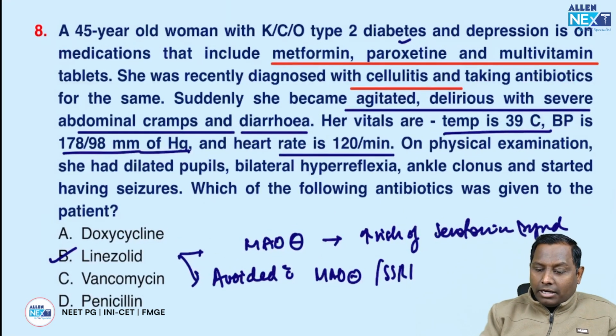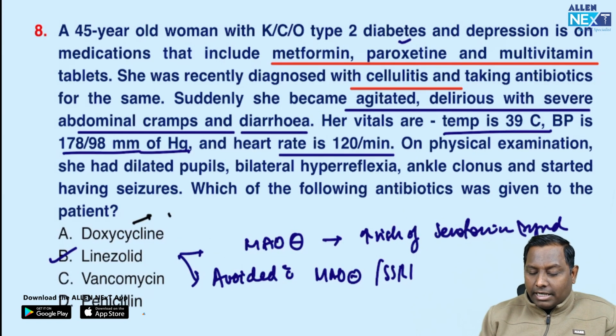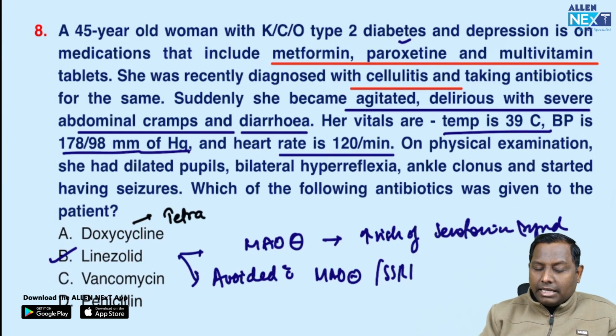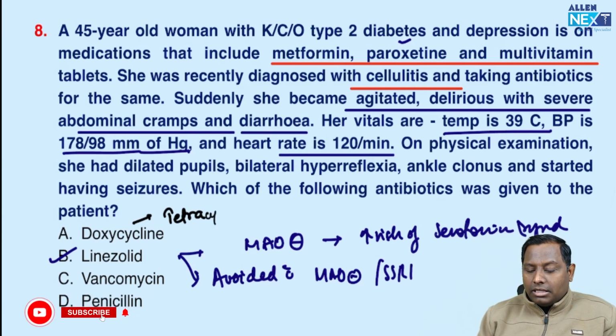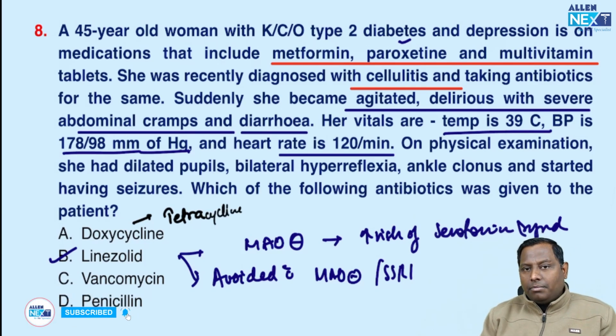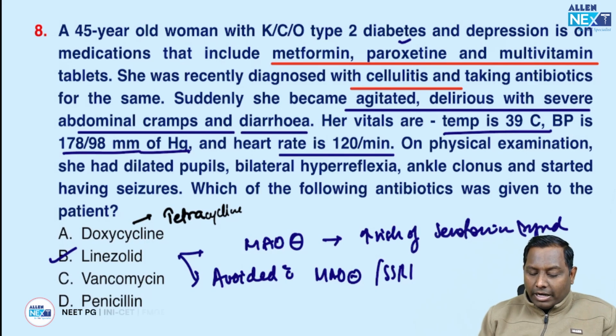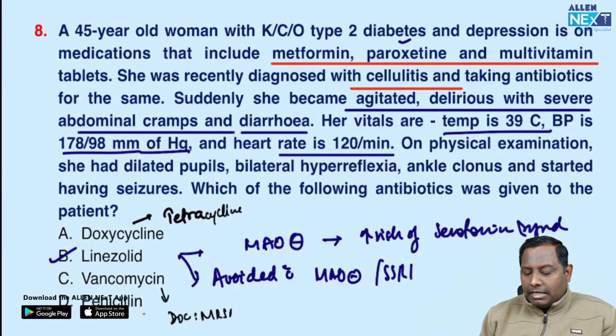Rest other compounds like doxycycline. Doxycycline is one of the tetracyclines. They can be associated with teeth staining, bone growth abnormality, or other side effects like nausea, vomiting, but they will not be causing this serotonin syndrome. Vancomycin is one of the drugs of choice in MRSA, and it can be associated with nephrotoxicity and ototoxicity.